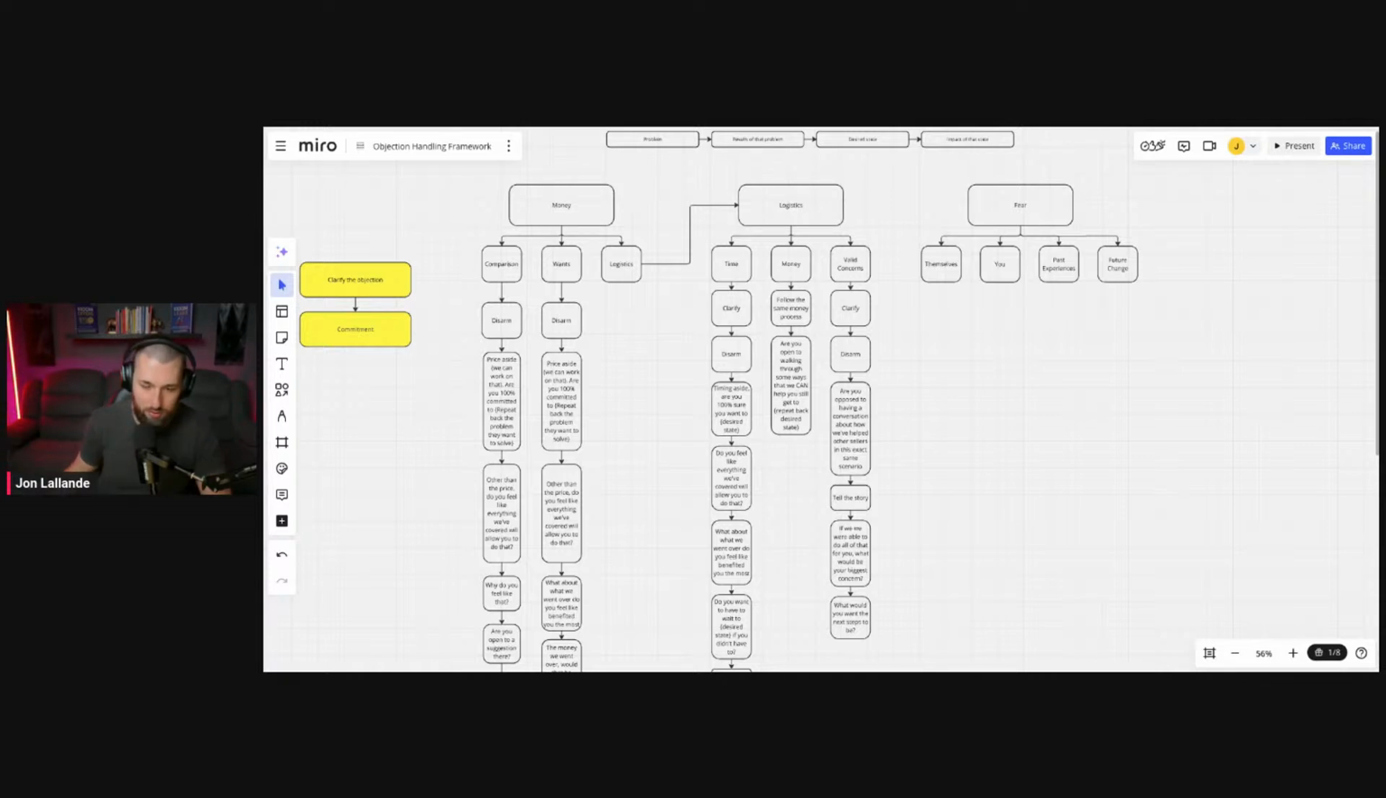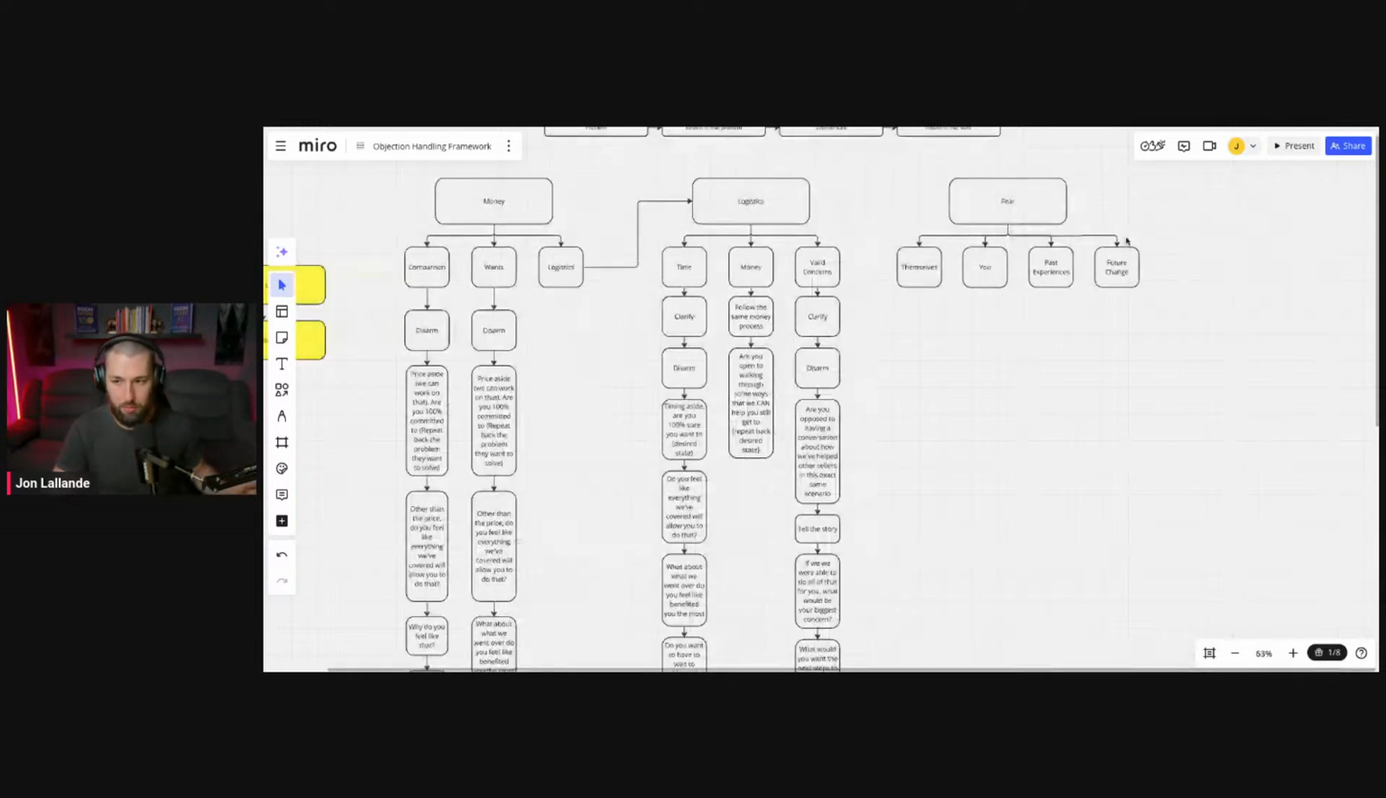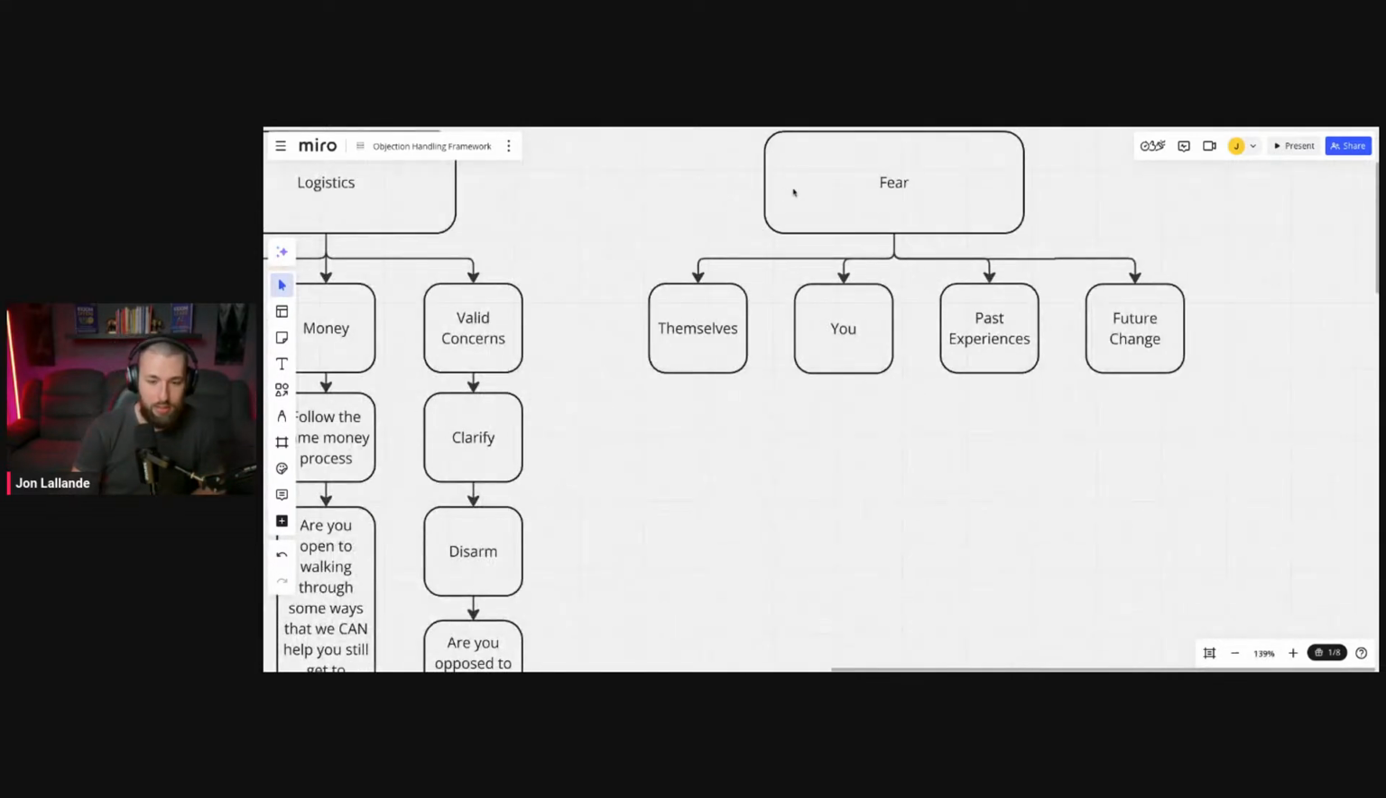It's like trying to sell something that somebody doesn't want, right? It's like trying to sell weight loss to somebody that has a 6-pack. It's like, dude, got a 6-pack. I don't need weight loss, right? Never going to be able to work. So we need to get that commitment first. Last is going to be the fear objection.